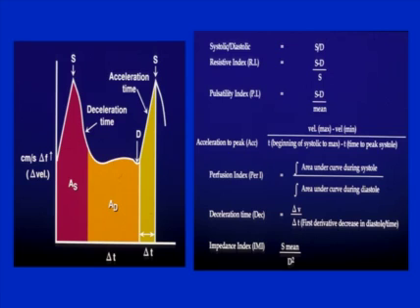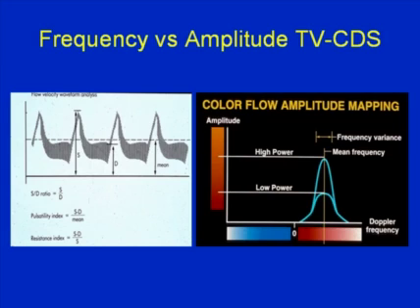Another way of analyzing the color Doppler signal is by looking at the area under the curve, which is a reflection of the red blood cells that are coming into the field of view. And with using power Doppler, we can get even smaller vessels and their flow. And this is to differentiate the frequency-based color Doppler, which is very good but not as sensitive as amplitude color Doppler.